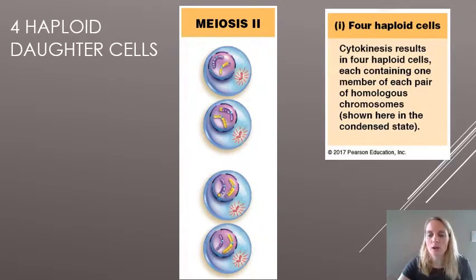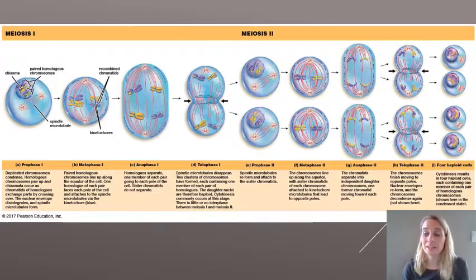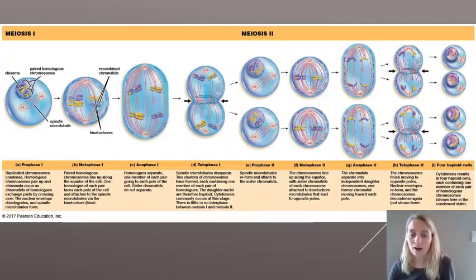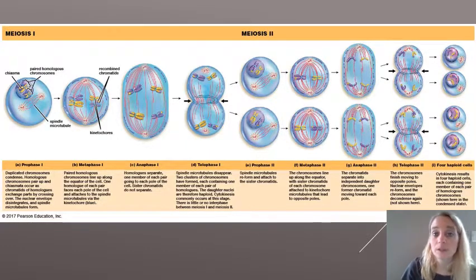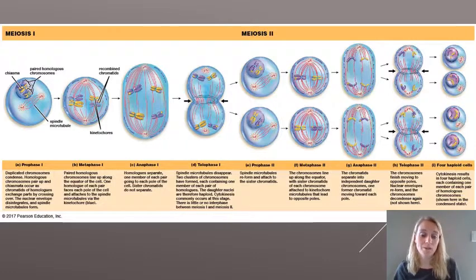I have the whole picture coming up next. So here are your 4 daughter cells. So one parent diploid cell gave you 4 haploid daughter cells, and they are genetically unique because of that crossing over event. So let's take a look at it all together and point out some of those similarities and differences. And we'll have a table that does that also between mitosis and meiosis.